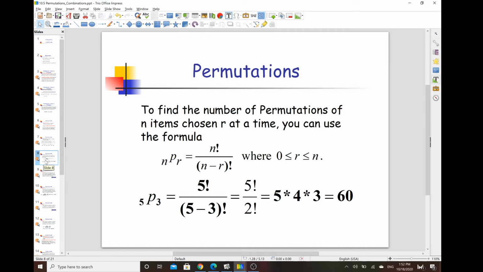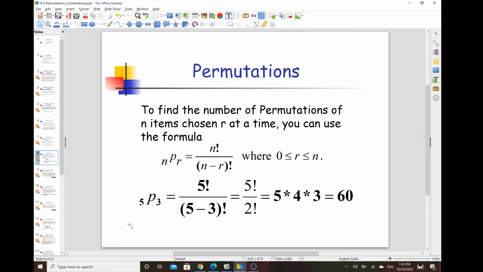And here's the formula for permutation. To find the number of permutations of n items chosen r at a time, you can use the formula: n pick r equals n factorial, not the exclamation mark, n factorial, divided by the quantity n minus r factorial, where 0 is less than or equal to r, and r is less than or equal to n.